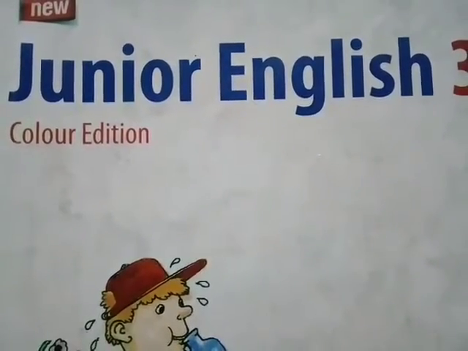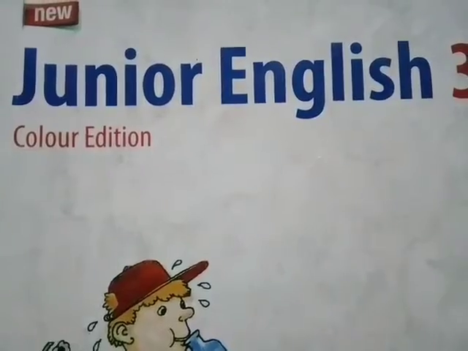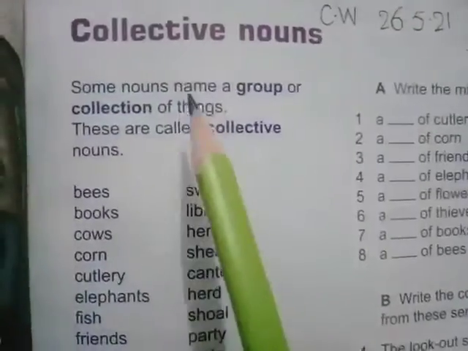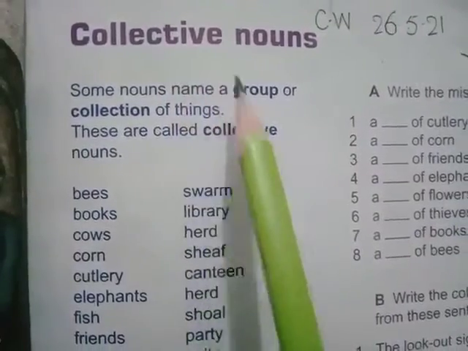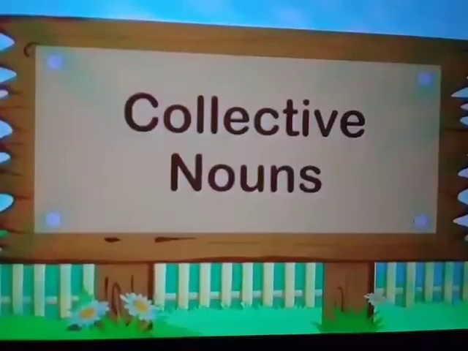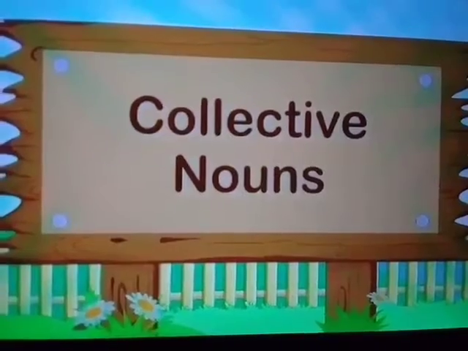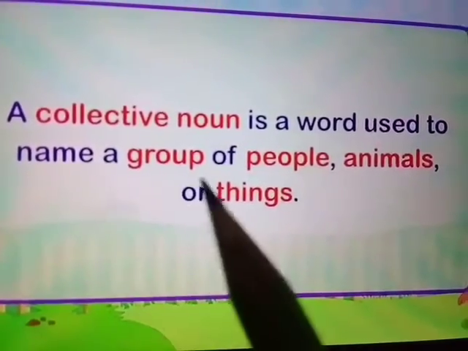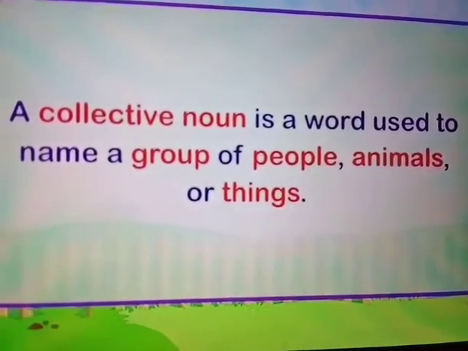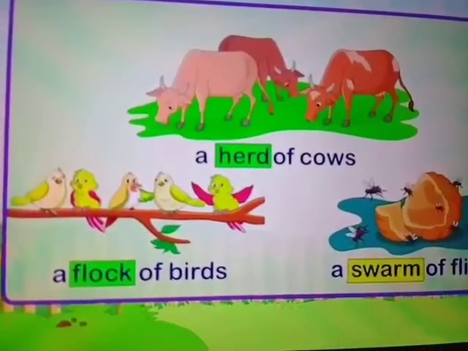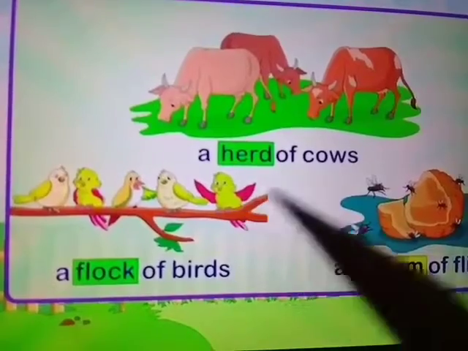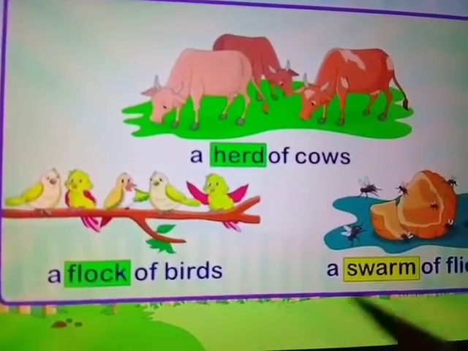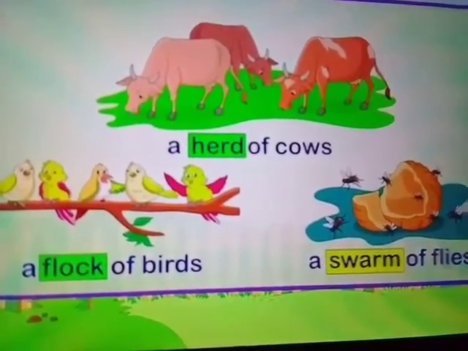Open your junior English book and page number is 19. Dear students, today our topic is collective nouns. So let's see what is a collective noun. Dear students, a collective noun is a word used to name a group of people, animals or things. Now let's see some examples. A herd of cows, a flock of birds, a swarm of flies.